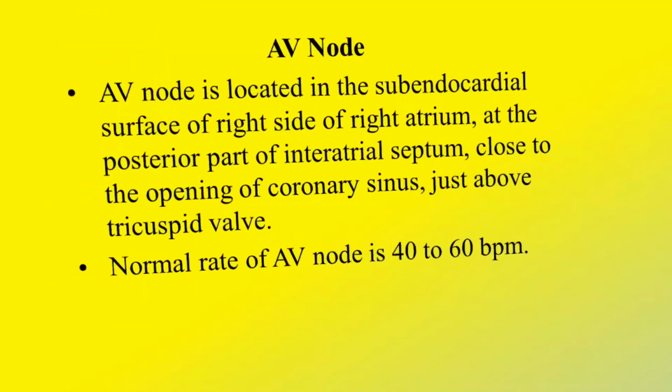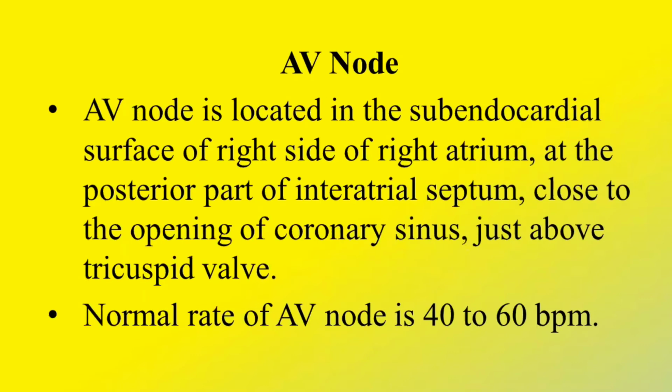After SA node, coming to the atrioventricular node. Atrioventricular node is located in the subendocardial surface of right side of right atrium at the posterior part of interatrial septum, close to the opening of coronary sinus, just above the tricuspid valve. This is all about its location.